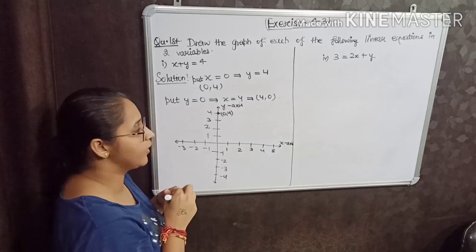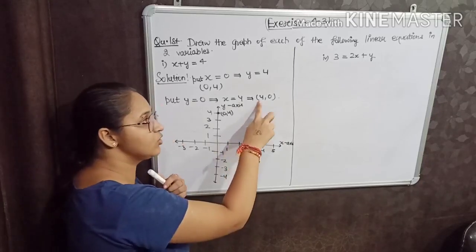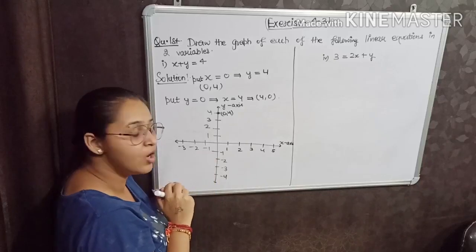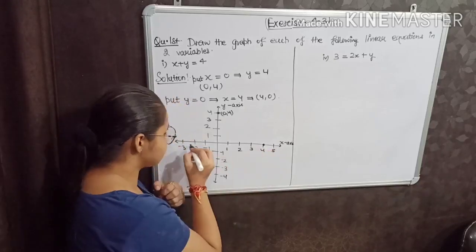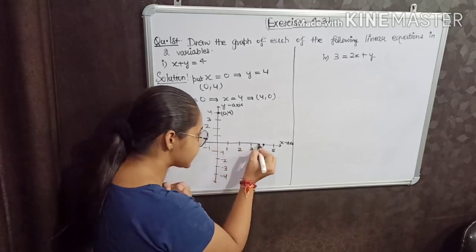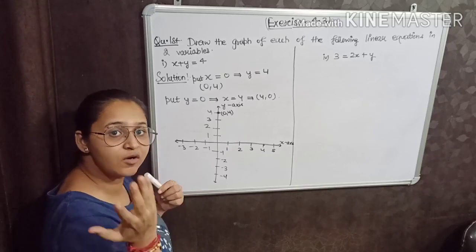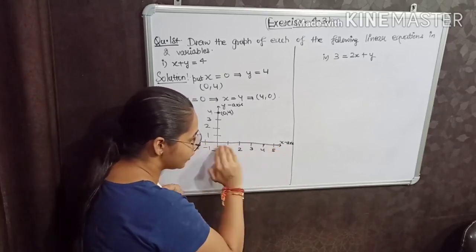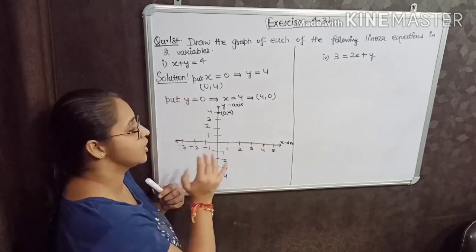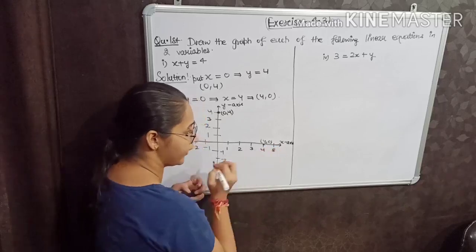Now come to second point. Second solution is 4, 0. It means x is equal to 4 and y is equal to 0. So where is x is equal to 4? And on this x-axis, the value of y coordinate is always 0 because there is no value of y on this particular axis. So you can say that 4, 0 is the point here.